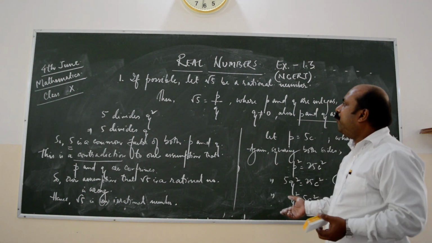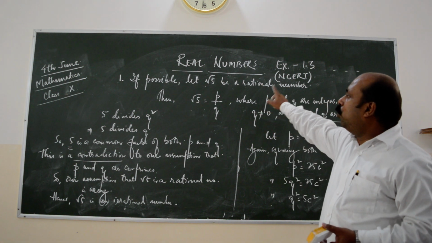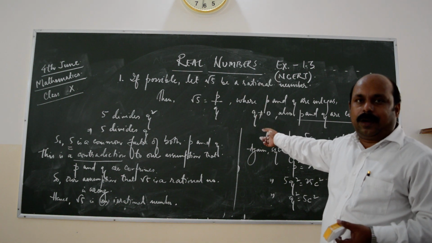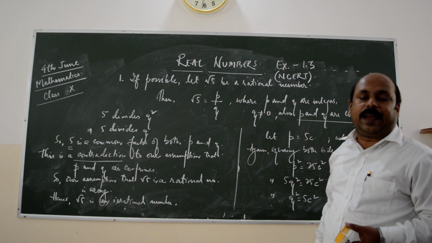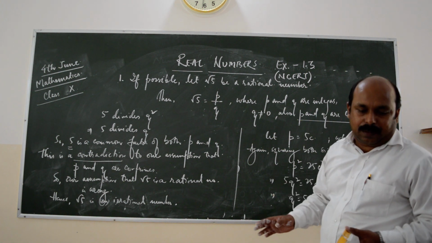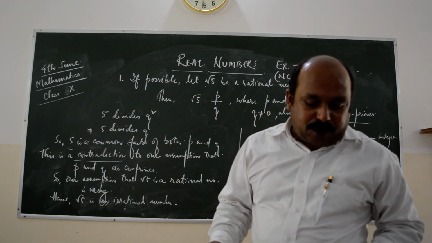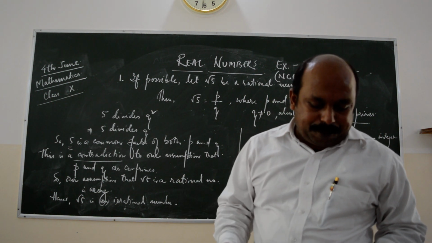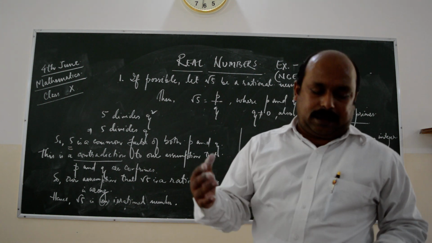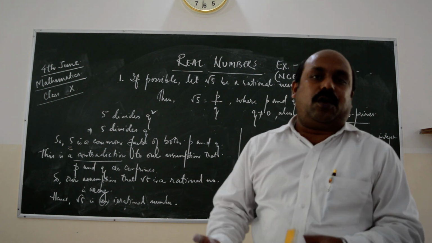In the same way, you can prove root 2 to be an irrational number, root 3 an irrational number, root 7, the square root of any prime number can be proved to be irrational in the same way. So this was the first question of exercise 1.3. In the same manner, you can solve 1 by root 2, but for that, we can use the theorem directly.